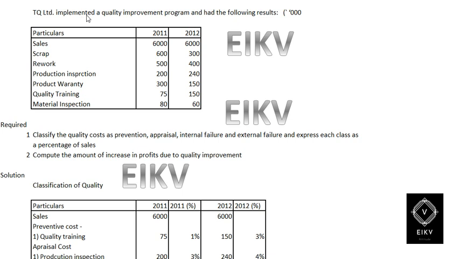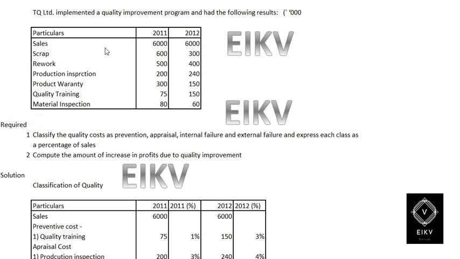So in this illustration, TQ Limited is implementing a quality improvement program and had the following results. The results are given in thousands. TQ Limited is implementing a quality improvement program, so some of the details of TQM are given, which contains a table with particulars and details of 2 years, 2011 and 2012.